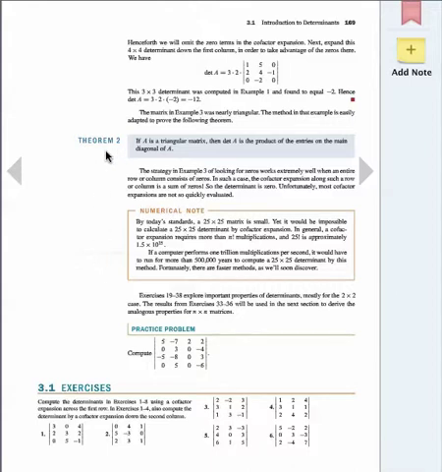Theorem 2 is a nice rule, but you don't want to rely on this. It only works for triangular matrices, and we don't yet know at this point how row reductions affect determinants. We'll learn it in a minute, but you can't just row reduce to a triangular form and use theorem 2. So just be aware of that.